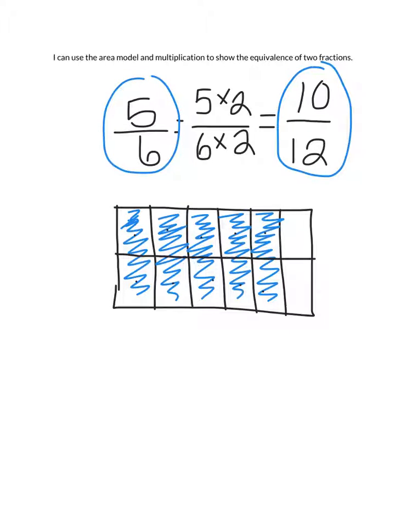We have twice as many units in the whole and twice as many units selected. But we know that the parts are only half as big because there are 12 of them. They're half the size of the 6ths. So the area of the fraction stays the same, but the number and size of the units change. The number of units increases and the size of the unit fraction decreases.